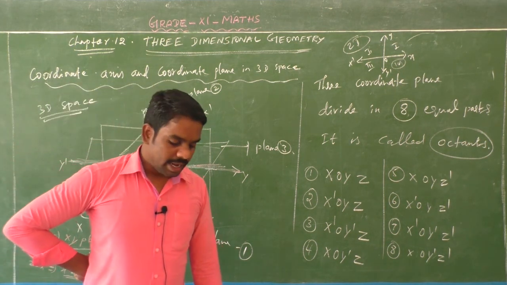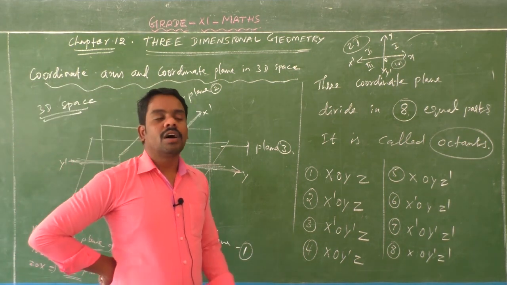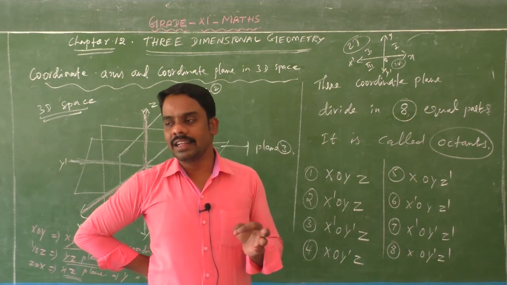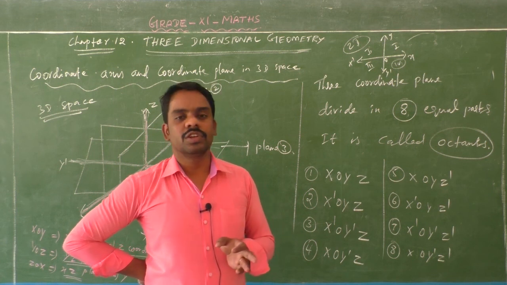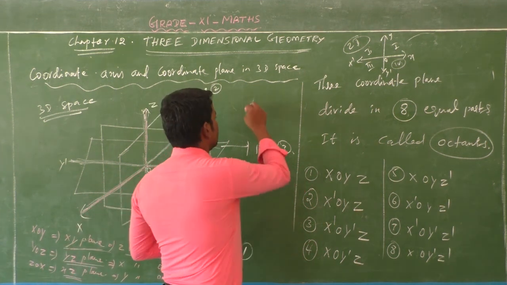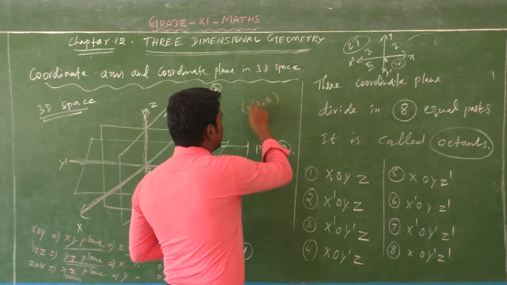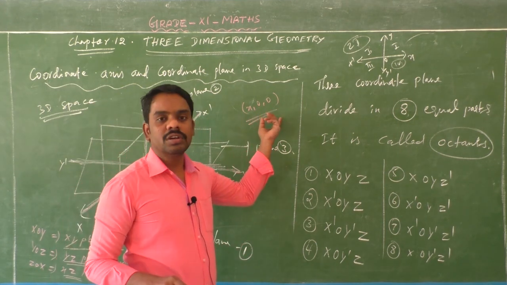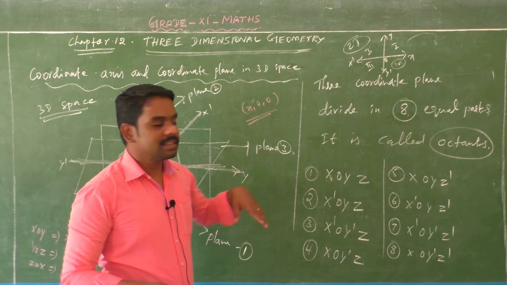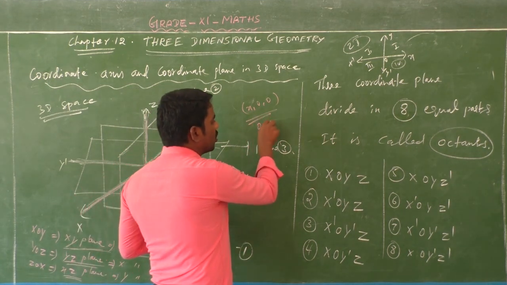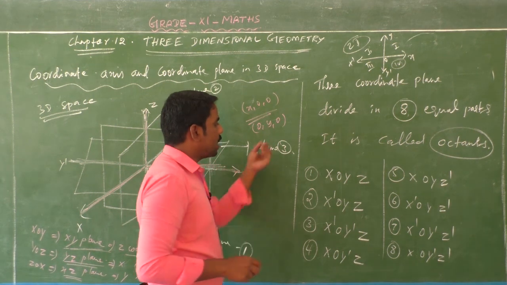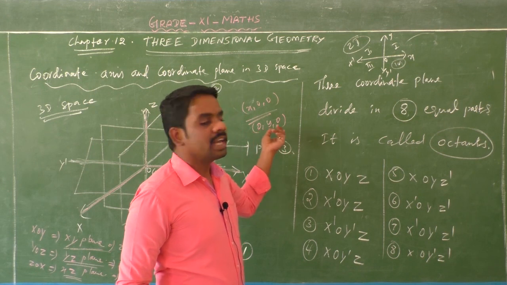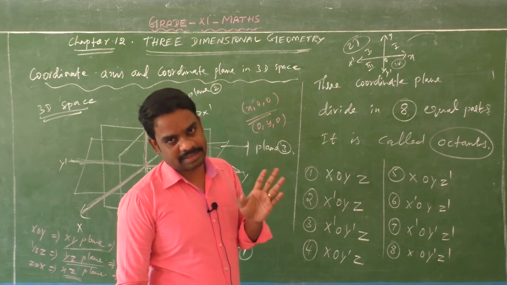Okay, right. Any point that lies on the x-axis has coordinates x, 0, 0. This point lies only on the x-axis. Similarly 0, y, 0: here the y coordinate is non-zero and x and z are 0. So 0, y, 0 lies only on the y-axis.